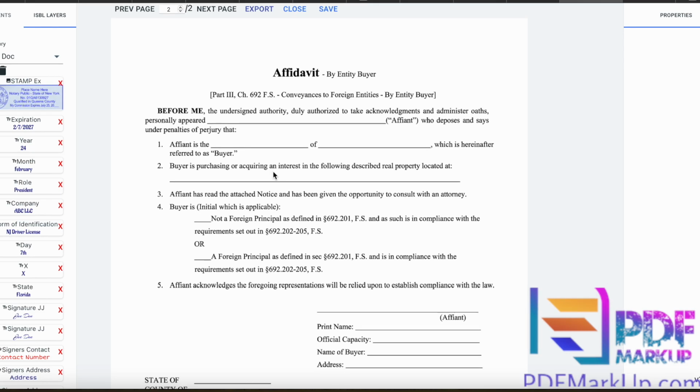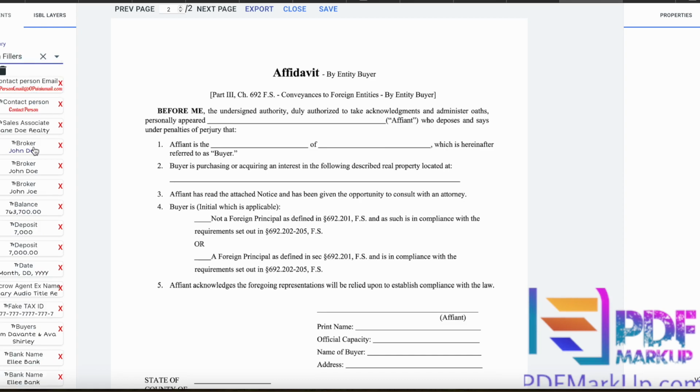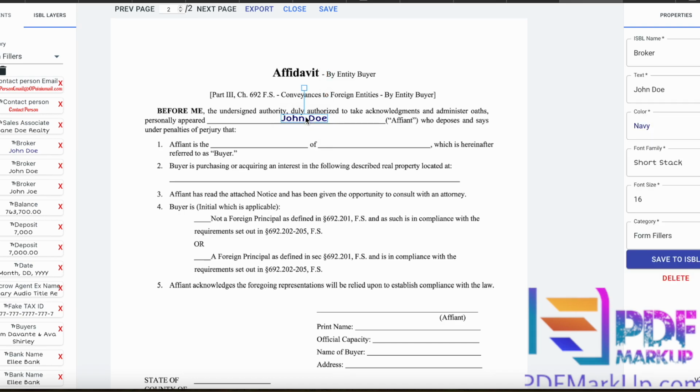Okay? Before me, the undersigned authority duly authorized to take acknowledgement and administer oaths, personally appeared. Who personally appeared before you in this case, our affiant, is John Doe. So we're going to go ahead and put John Doe.